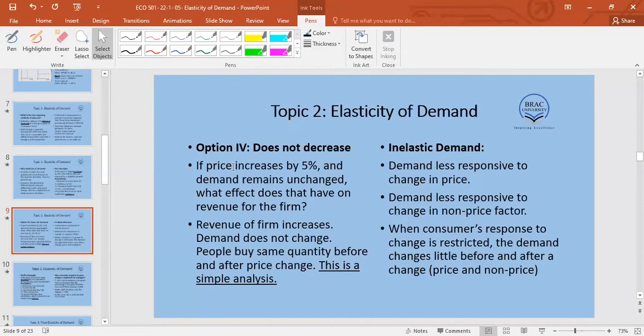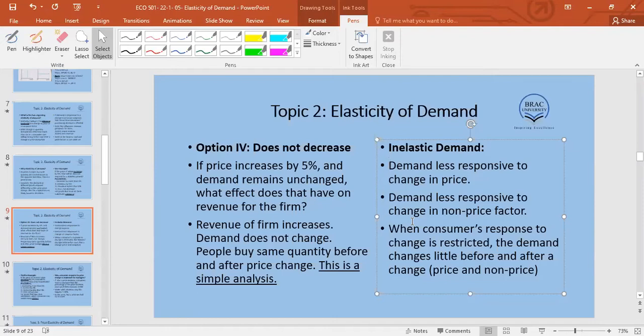If price increases by 5% and demand remains unchanged, what effect does this have on the revenue of the farm? We have already discussed this. Revenue of the farm increases. Why? Because demand does not change. People buy the same quantity or similar quantity before and after the price change. ঠিক আছে? তাইলে when demand is not responding, we call it inelastic demand. If it is not responding to price, we call it price inelastic. If it is not responding to change in income, we call it income inelastic.